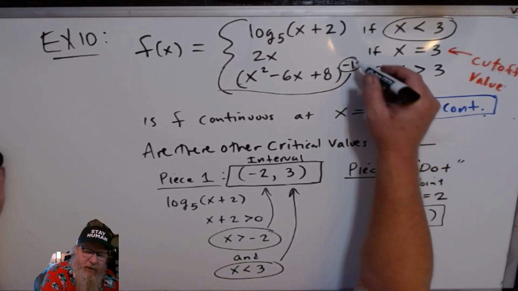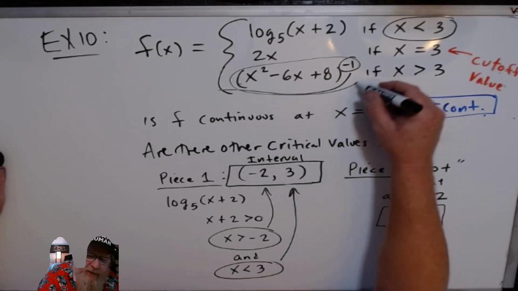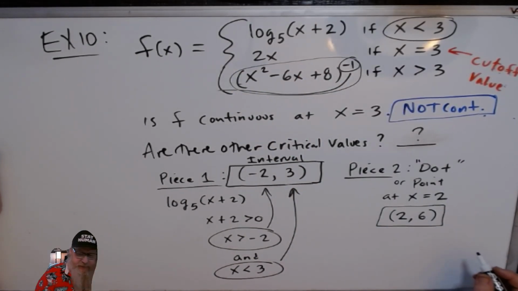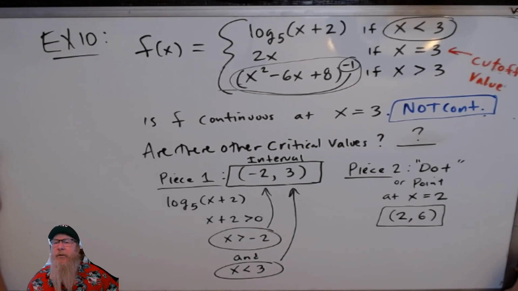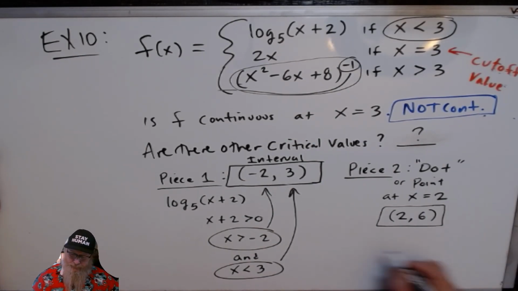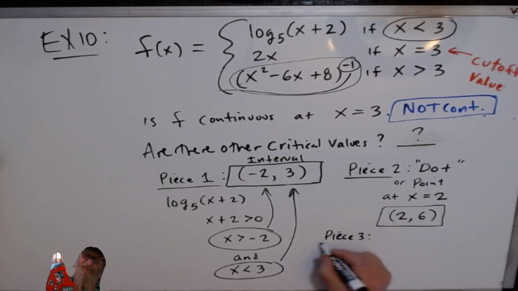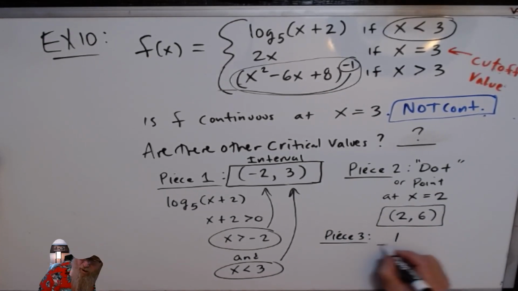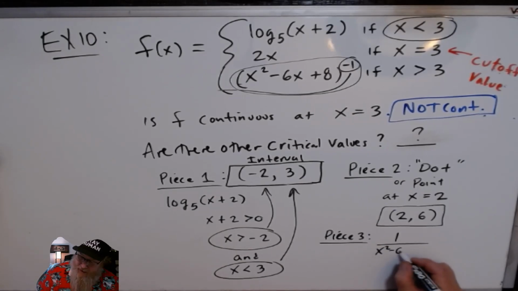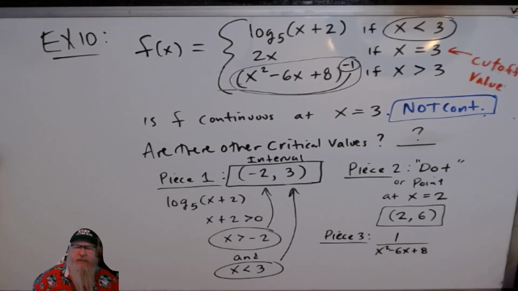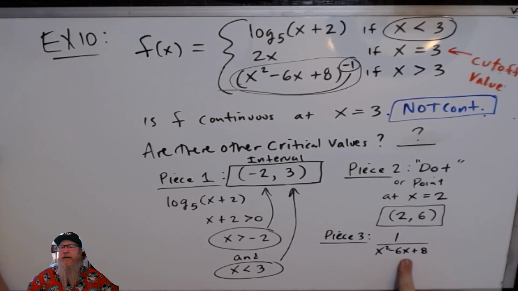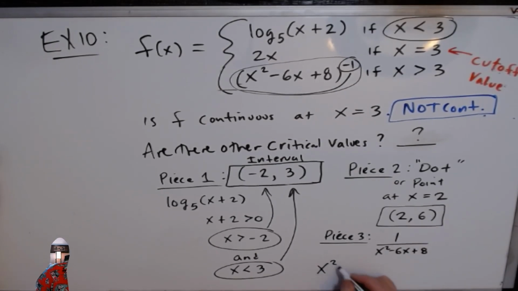Okay, and now going on to piece 3. I'm all out of room. Maybe I can squeeze it down here. It's not a very complicated one. It's 1 over x squared minus 6x plus 8. I wrote it down earlier, but I'm writing it down again. So the denominator cannot be 0.